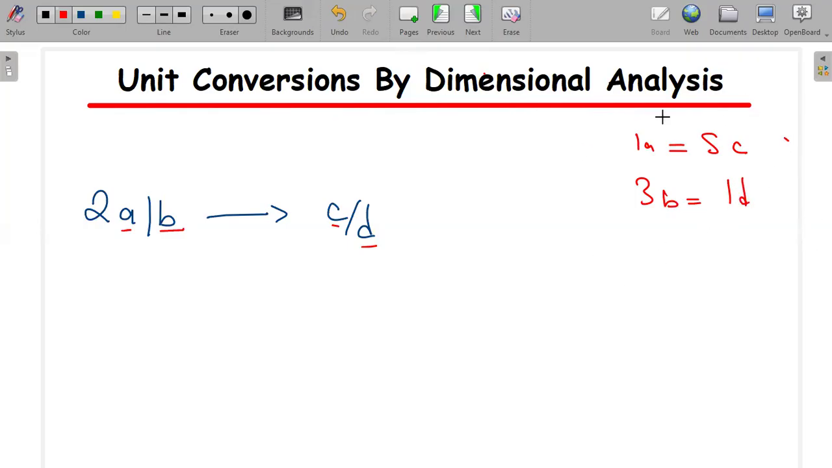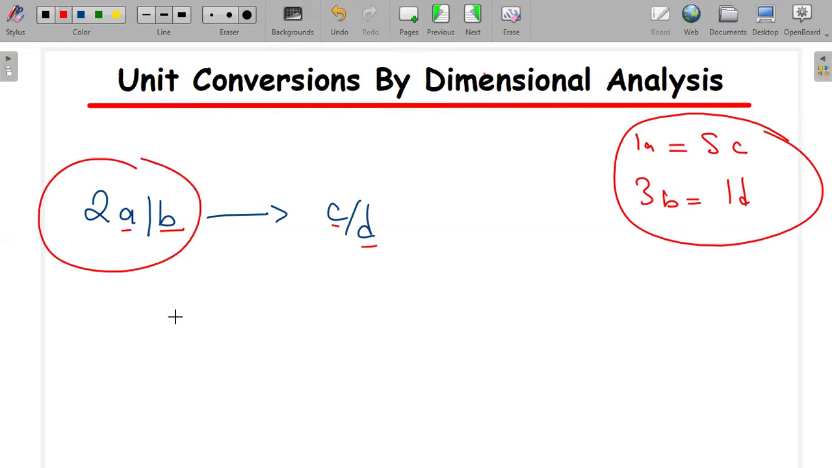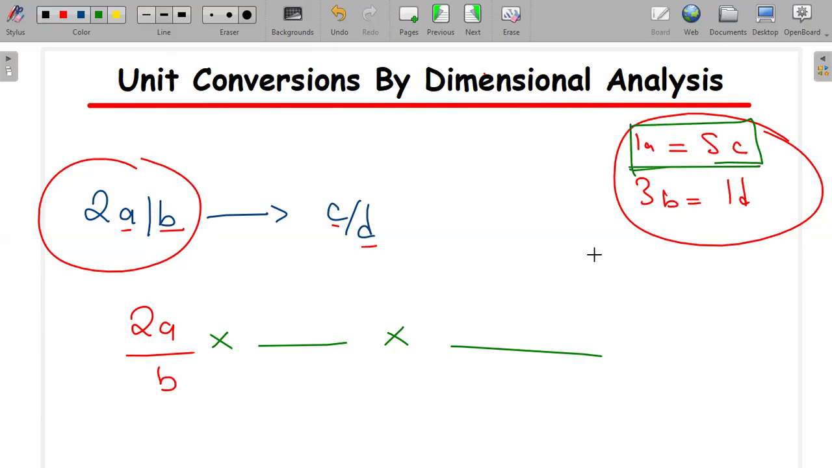So I'm going to use these conversion factors here. So I'll write this guy in this way. 2a per b is the same as 2a divided by b. So I'm going to say multiplied by, and then I draw a line, again multiplied by, and then I draw a line. On the first line, my aim is to cancel out this a. So I'll get the conversion factor that has a and c. The a, I'll write it down there, and then the c, I'll write it on top, so that this a and that a cancels out. And then here, I want to cancel out the b. So in these conversion factors, since b is in the denominator here, the b should be in the numerator. So it's going to be 3b divided by 1d, like that.